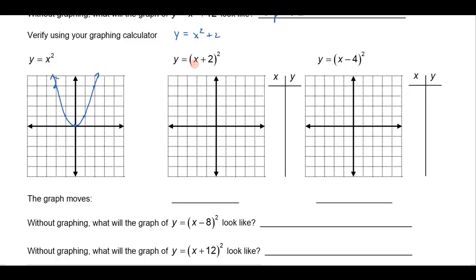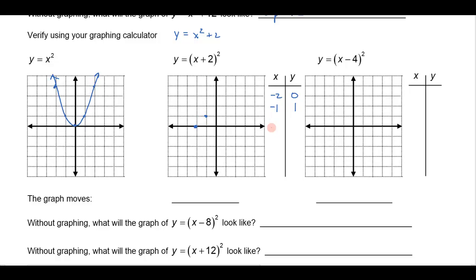Notice that if I wanted to get 0 out of this, I'd have to plug in negative 2. Negative 2 plus 2 is 0, and 0 squared is 0. So I know that (negative 2, 0) is one of the points on this graph. How about if I plugged in negative 1? Well, negative 1 plus 2 is 1, and 1 squared is 1. So here's a point on the graph.